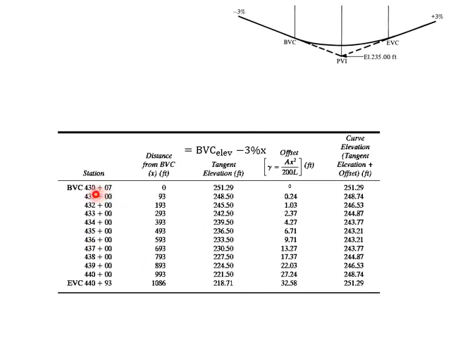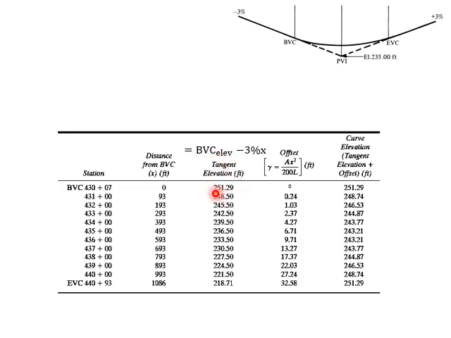Starting from BVC again, we have 0 and the elevation of BVC, which will be the tangent elevation. We have 0 offset because x is 0, and the tangent elevation will also be the curve elevation. So no problem here. Come to the second point. After 430+07, the next station is 431+00. If you take the difference between them, it will be 93 feet. If you calculate the elevation of the tangent at this point, you will do it like this.